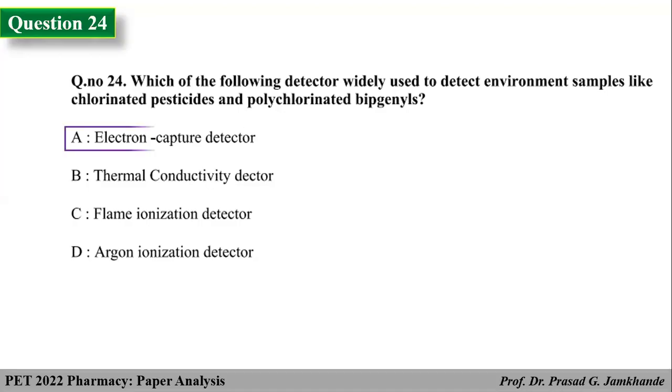Whereas this thermal conductivity detector is also used, but it is not for environmental. It is used to detect the gas or light hydrocarbons present in the environment. Whereas in case of the flame ionization detector, it is used to identify the vaporized gas. Whereas argon ionization detector is used for the identification of excitation of argon atoms from the radioactive substances. Environmental sample like pesticides, we are using the electron capture detector.